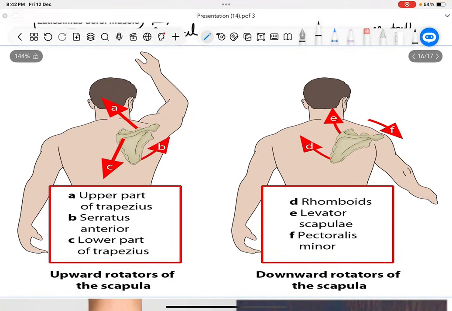Now, scapular movement. On screen you can see the upward rotation and downward rotation of the scapula. The main principal muscles related with the upward rotation will be trapezius and serratus anterior, and downward rotation will be by the rhomboids, levator scapulae and pectoralis minor.